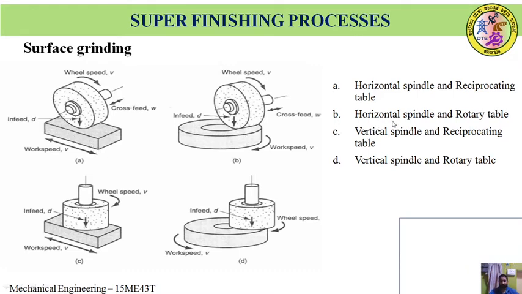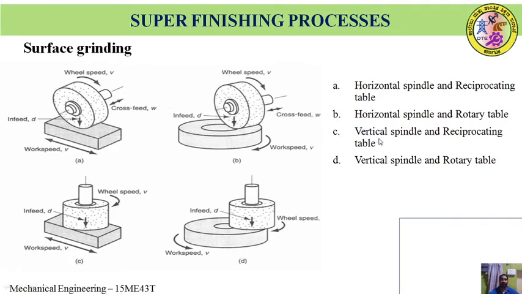Next one is horizontal spindle, the spindle is also horizontal. This is the second one, horizontal spindle, but the table is rotary. Here the table reciprocates, whereas in the second the table is rotating.